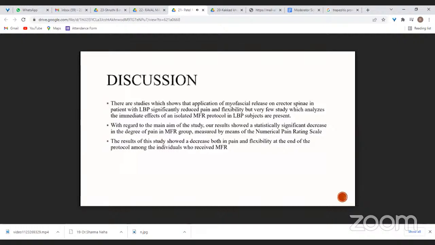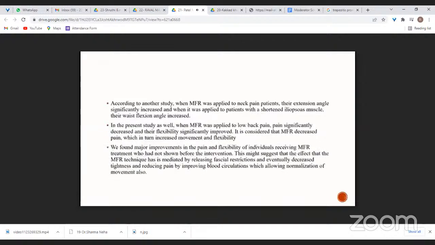Discussion. There are studies which show that application of myofascial release on the erector spinae in patients with low back pain significantly reduces pain and improves flexibility, but very few studies analyze the immediate effect of an isolated MFR protocol in low back pain subjects. With regard to the main aim of the study, our results showed a statistically significant decrease in the degree of pain in the MFR group measured by means of the numerical pain rating scale. The result showed a decrease in pain as well as improvement in flexibility at the end of the protocol among the individuals who received the MFR.